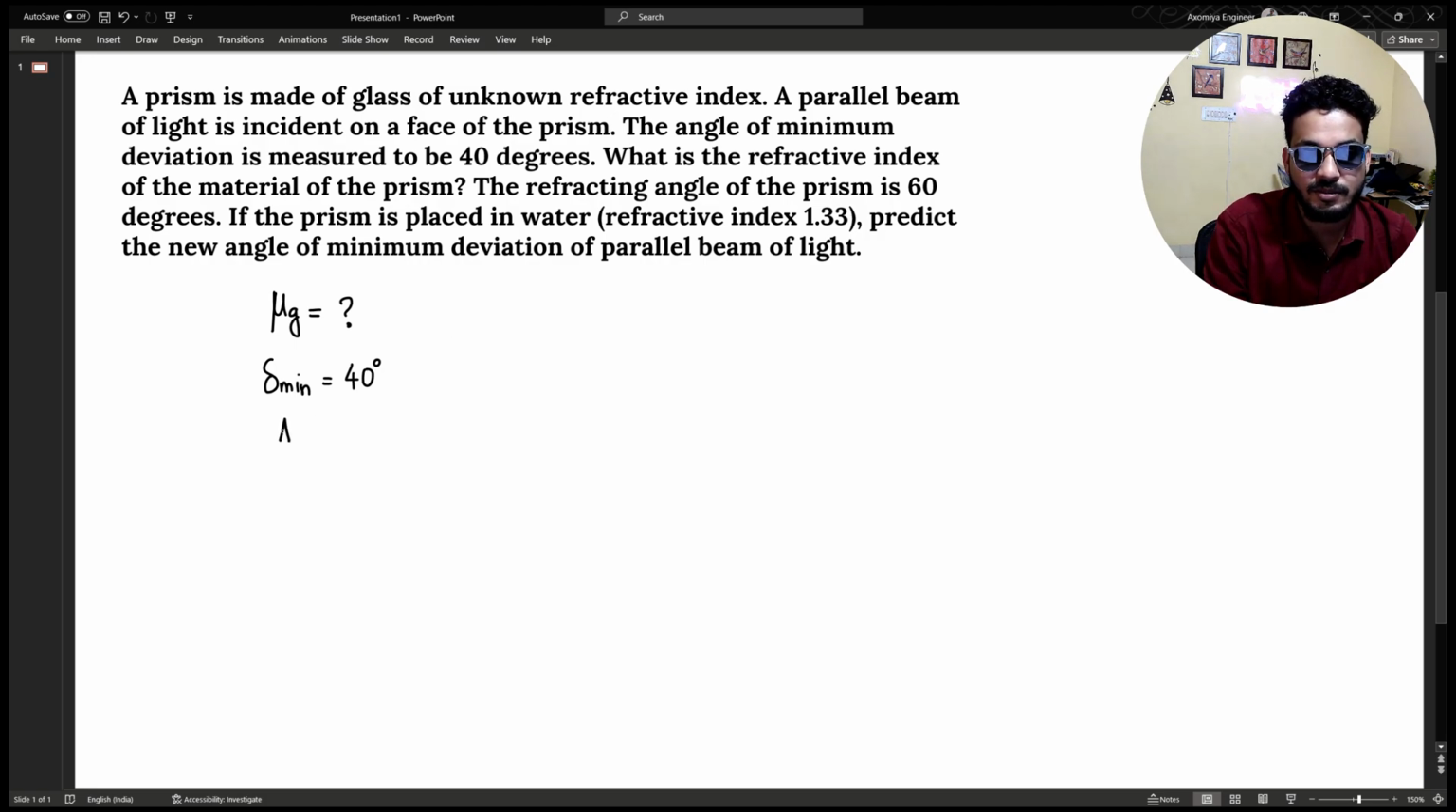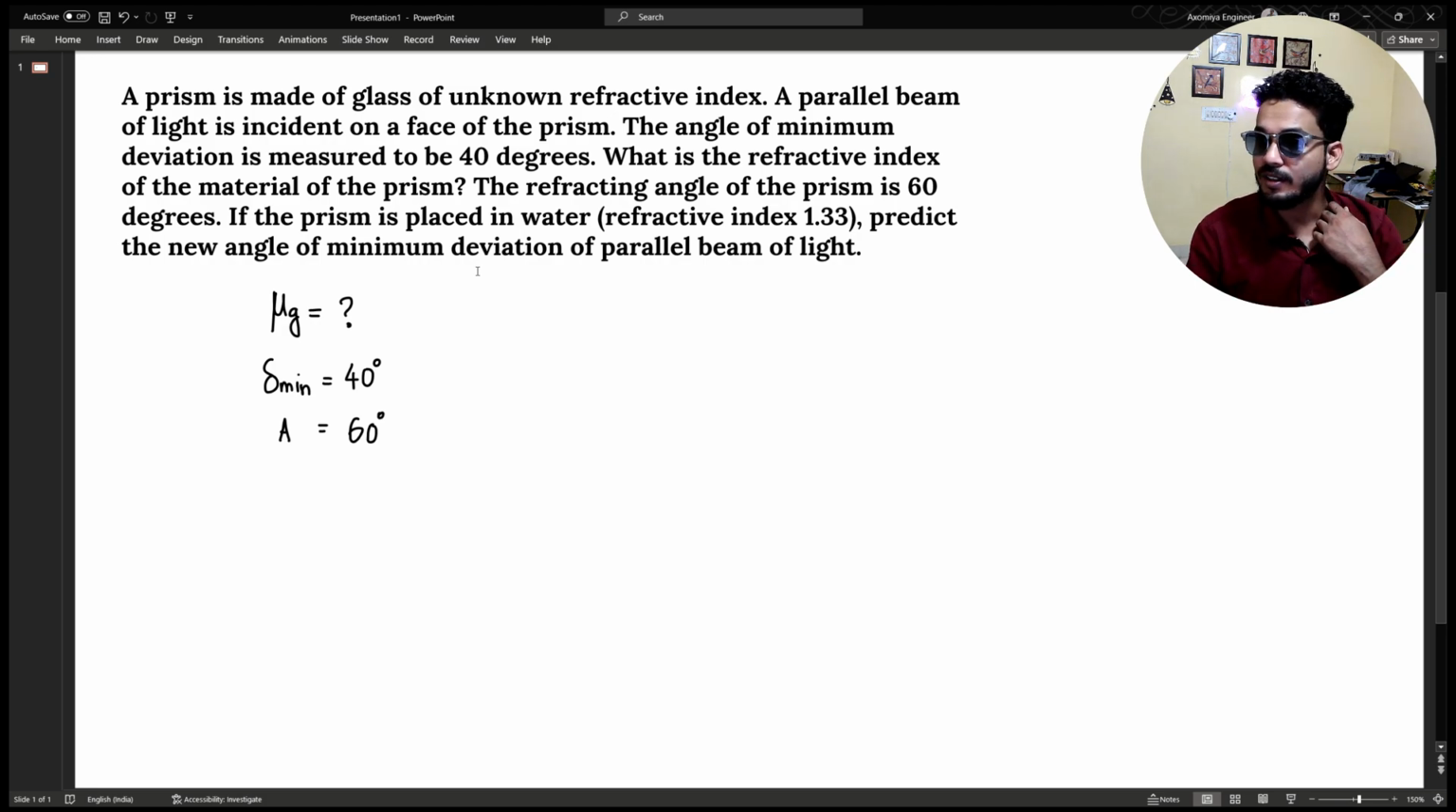The refracting angle of the prism is 60 degrees. So they are telling about the angle of prism, that's 60 degrees right here, right? And if the prism is placed in water, it essentially shows a new minimum deviation angle. So that's something that we have to figure out.